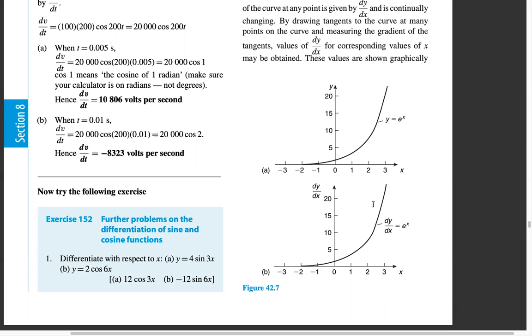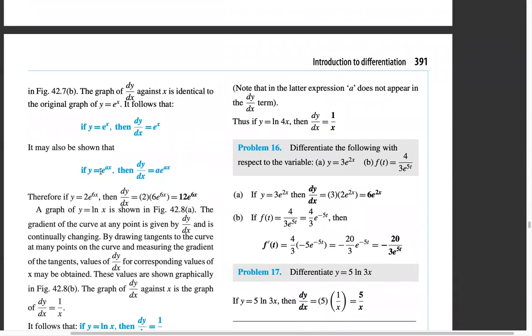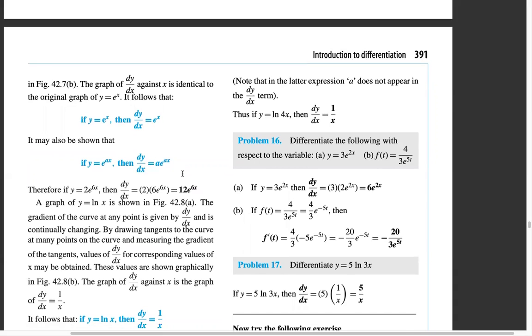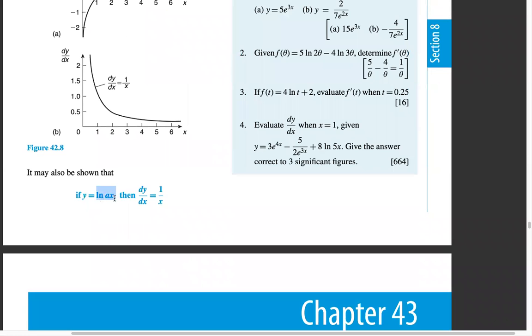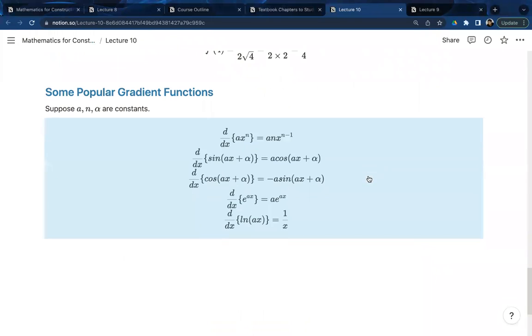Yeah. And we have these rules here: e to the x, a to the x is a to the x, and ln ax, it doesn't matter what's in front of the x, the derivative is 1 over x. And we could summarize that down here in popular gradient functions, right? A, n, and alpha are constants. This is the sine, this is the cosine, and this is the natural exponent, and this is the natural logarithm. These are the popular gradient functions.